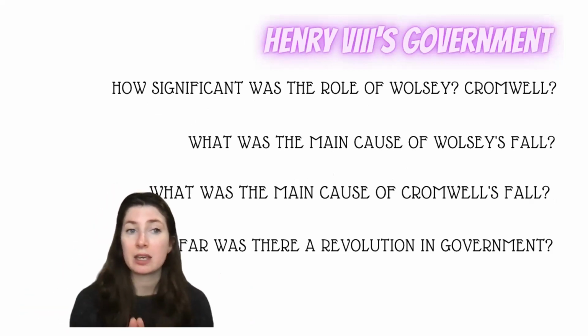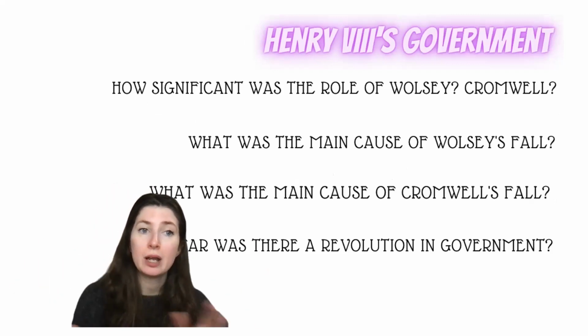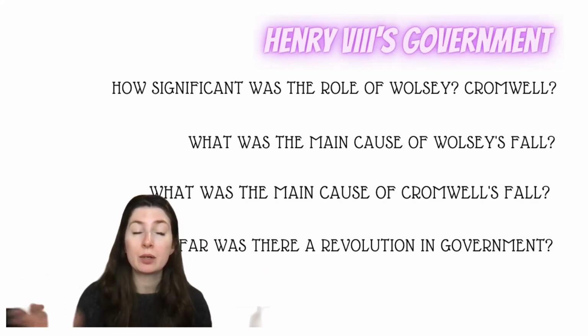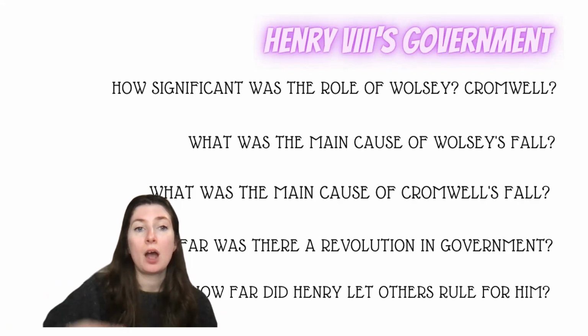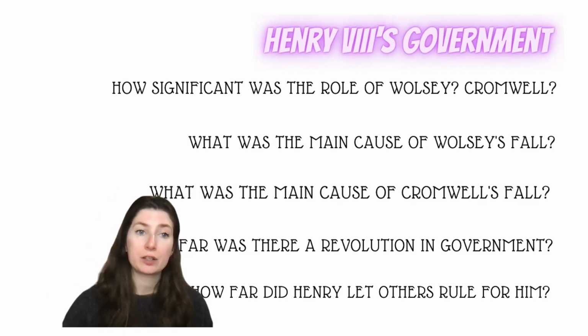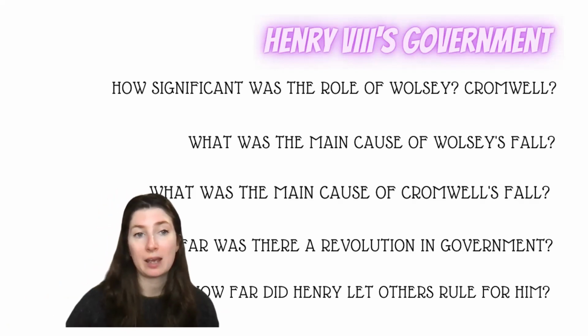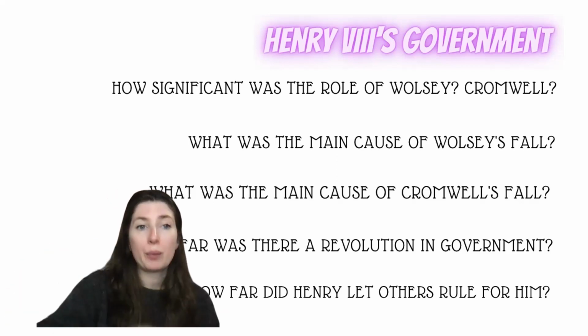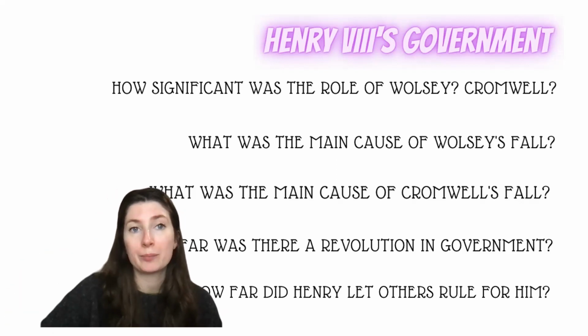Remember, some of the key themes to this whole module is change and continuity. You're going to be asked about a period of time. How far are things changing over that period of time? And then finally, tying back into Wolsey and Cromwell, how far does he let others rule for him? How far was he the king, or how far were others kind of puppeting him or ruling for him?